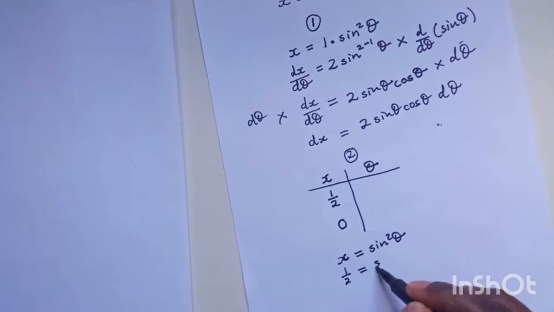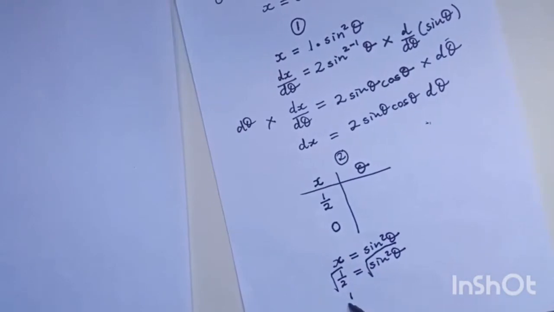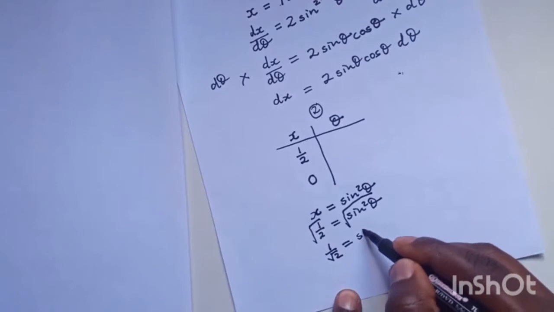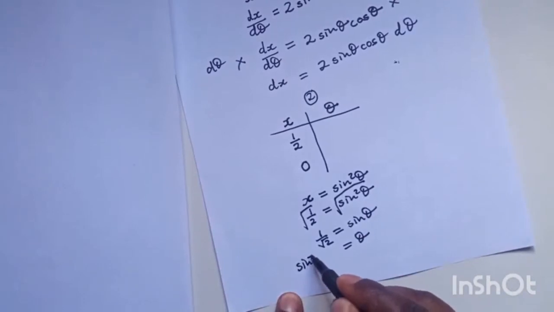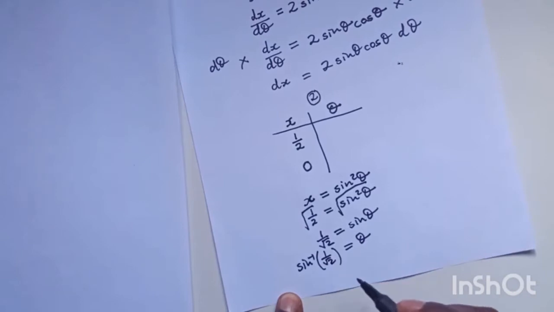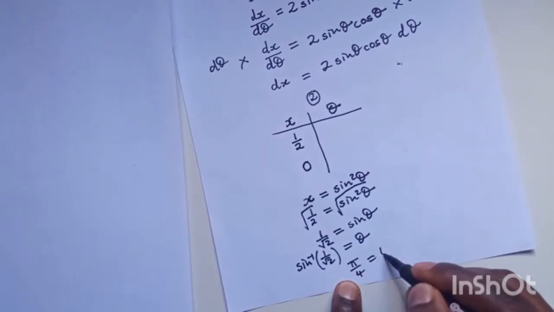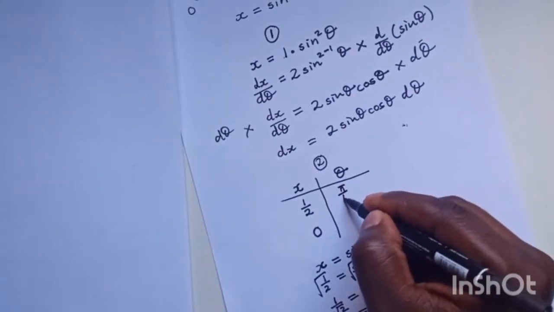You get half is equal to sine squared theta. To make theta the subject of the formula, you start by introducing a root sign on both sides. So square root of 1 is 1, square root of 2 you get root 2, is equal to the square root of sine squared theta, you get sine theta. So to make theta the subject, you have to introduce arc sine on your right side like this. So arc sine of 1 over root 2, you get pi over 4. So pi over 4 represents the value of theta when x is equal to half. So I'm going to write pi over 4 as the new limit.